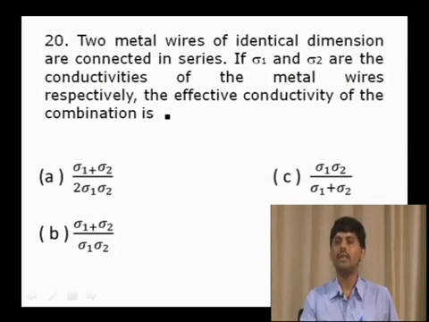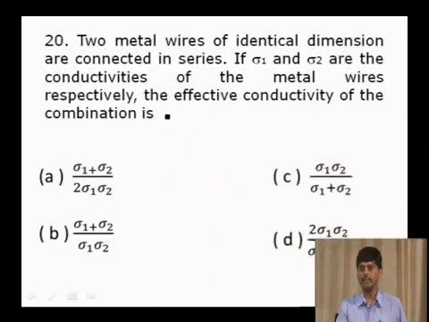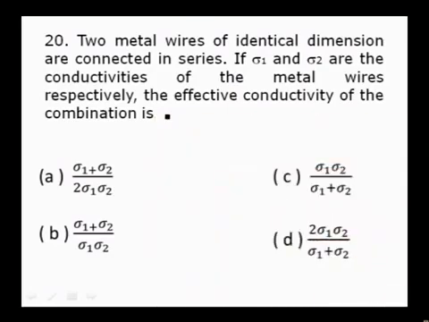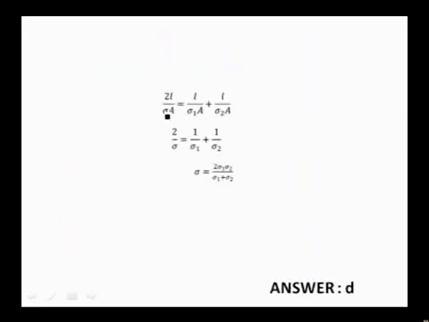If sigma 1 and sigma 2 are the conductivities of the material wires respectively, the effective conductivity of the wire combination is: option A, (sigma 1 plus sigma 2) divided by 2 sigma 1 sigma 2; option B, (sigma 1 plus sigma 2) divided by sigma 1 into sigma 2; option C, sigma 1 sigma 2 divided by (sigma 1 plus sigma 2); option D, 2 sigma 1 sigma 2 divided by (sigma 1 plus sigma 2). Okay, the solution for this.